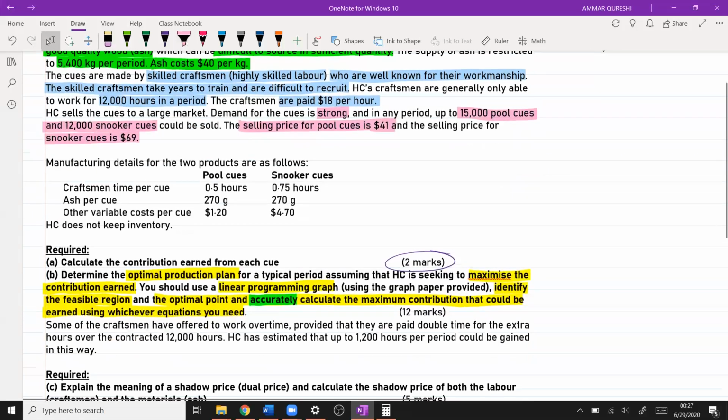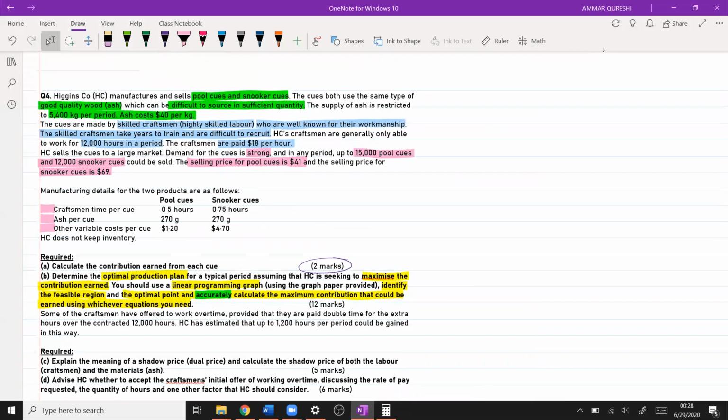Now, manufacturing details for pool cues and snooker cues are given here. So first of all, you have to calculate the contribution. In this case, craftsman time, which is the labor, is given here, ash, which is material, is given here, and other variable costs. I'm allowing you 2 to 3 minutes to calculate this contribution, and then continue with this video. If you are unable to calculate this, let's just see this.